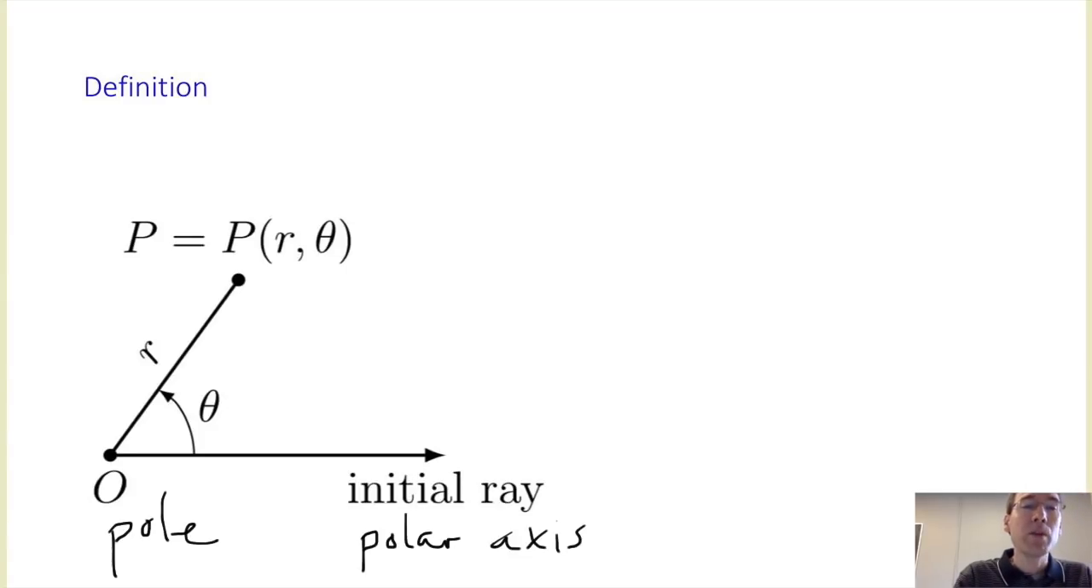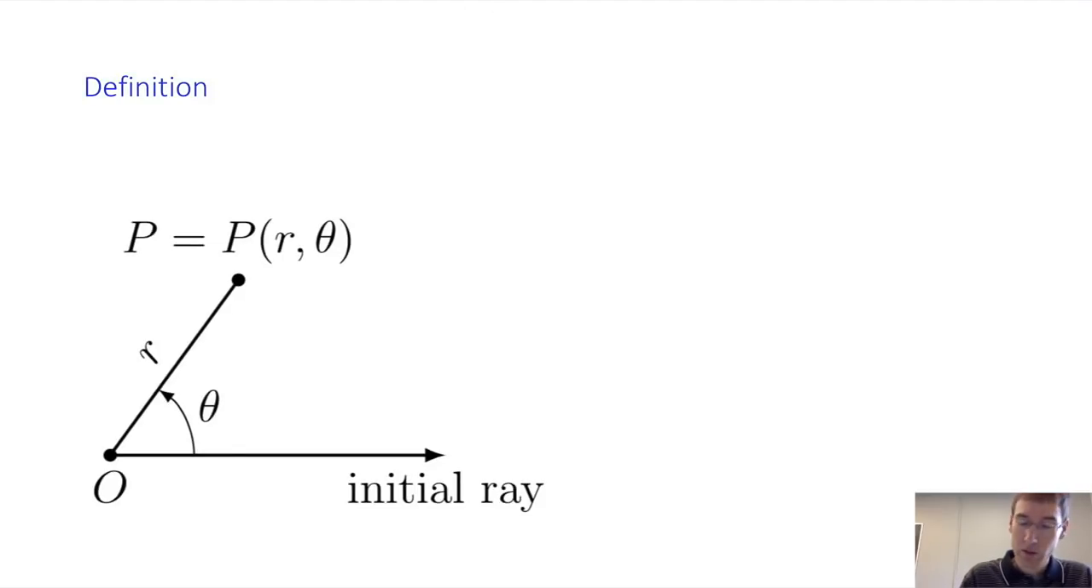Each point in the plane can be represented or assigned polar coordinates r, theta, where r is the directed distance from O to P. r may be positive or negative, and theta is the directed angle from the polar axis to the segment OP. Theta is positive when measured counterclockwise and negative when measured clockwise.